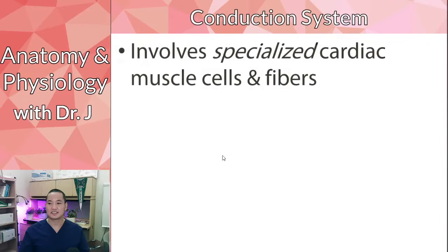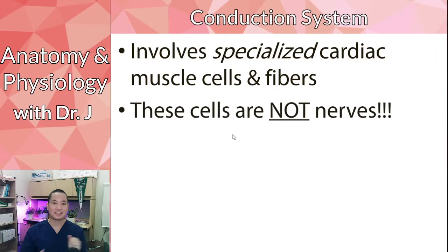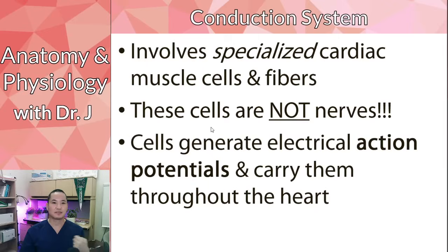So the conduction system, this involves specialized cardiac muscle cells and fibers. So the thing is that common misconception with the conduction system of the heart, these are not nerves. They are actually cardiac muscle cells or cardiomyocytes. But some things make them a little special. Instead of contracting like all the rest of your muscles, they're more about generating electrical signals called action potentials and distributing them throughout the heart. And these things we call action potentials, these tell the other cardiomyocytes, these heart muscle cells, to contract.